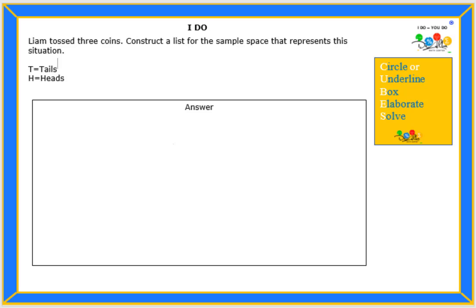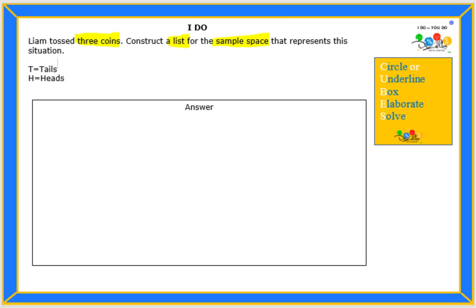Liam tossed 3 coins. Construct a list for the sample space that represents the situation. T will stand for tails and H will stand for heads. So let's think about the fundamental counting principle in this situation as well.